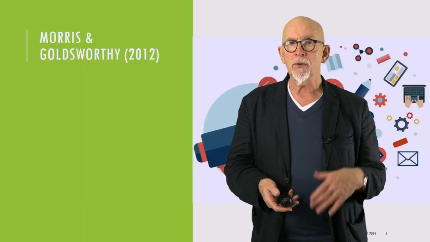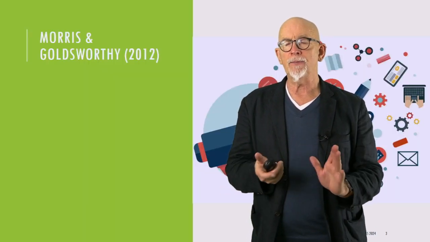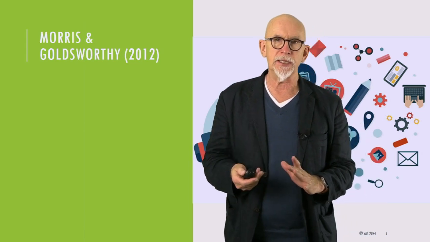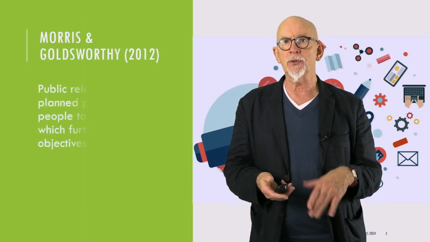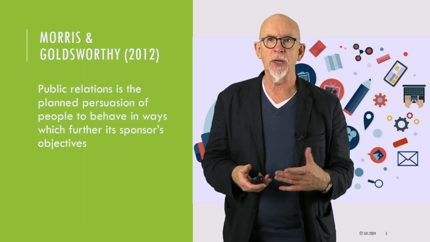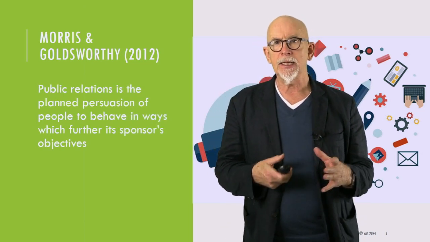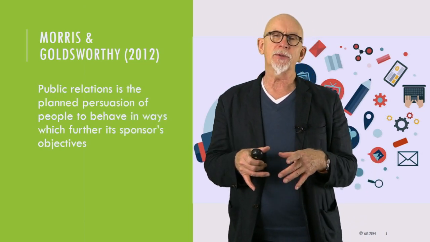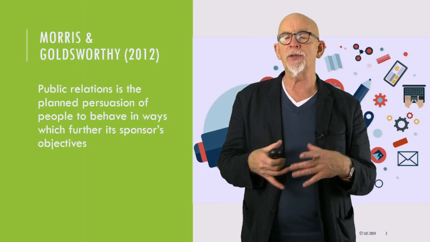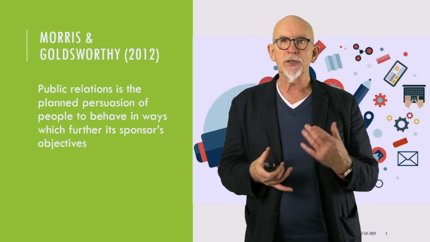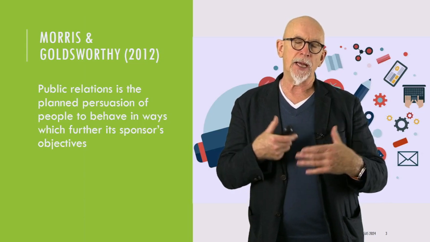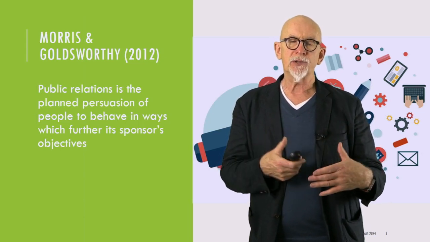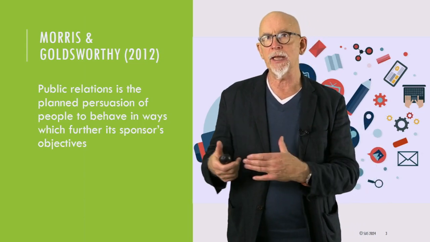So to go back to the definition of what public relations is, I'll go back to Morris and Goldworthy's 2012 definition, which we talked about in session 1 and session 2. So public relations is the planned persuasion of people to behave in ways which further its sponsors' objectives. So the people who are paying for public relations are the sponsors, and what the activity that they're paying for is to try to persuade people to behave in ways that they want.